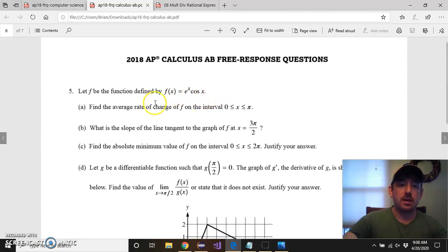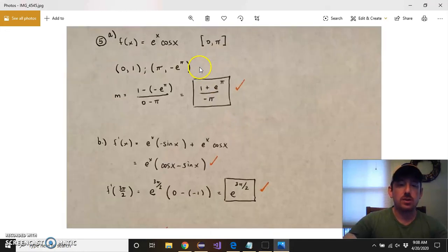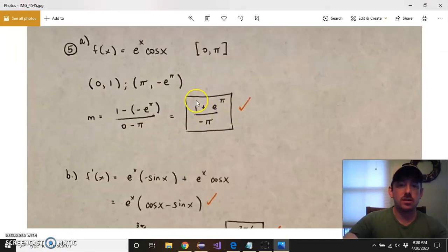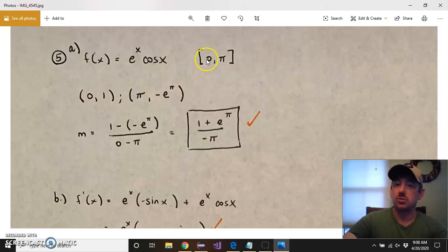The average rate of change between 0 and pi is going to be this value right here. And in order to find that, I found the actual endpoints. So my interval is 0 to pi. So the actual endpoints are 0, 1, and pi, negative e to the pi. Just plug 0 in and get its y-coordinate, plug pi in to f and get its y-coordinate, and then find the slope between those endpoints.